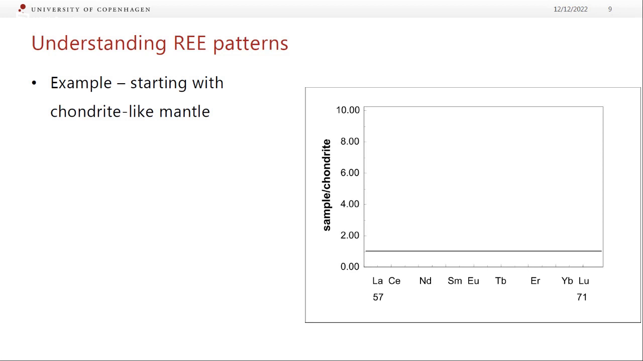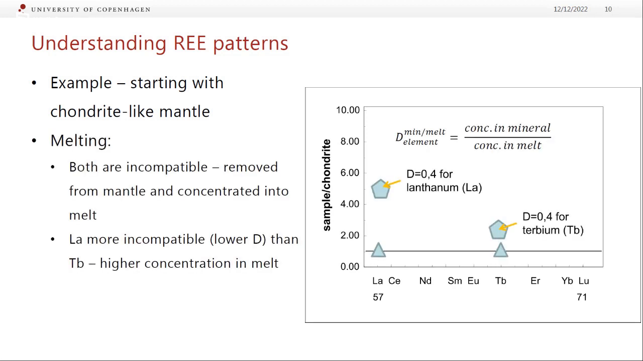Yeah. All right. So I've got an example here where we start with a chondrite-like mantle. So if we divide the concentration in the sample by chondrite, we get a straight line. Now this is not a log scale. Usually we're going to use log scales, but I'll just point that out. Okay. So if we melt this, we're just going to take 2 of these rare earths just to illustrate it.